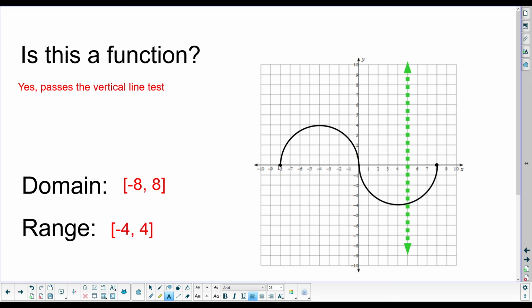So the domain is going from the left to the right. The range is going from the bottom to the top. The bottom and the top aren't necessarily the endpoints, so keep that in mind. That's a place that a lot of people get confused. It's from the bottom of the graph to the top of the graph. I'm looking at the y values.